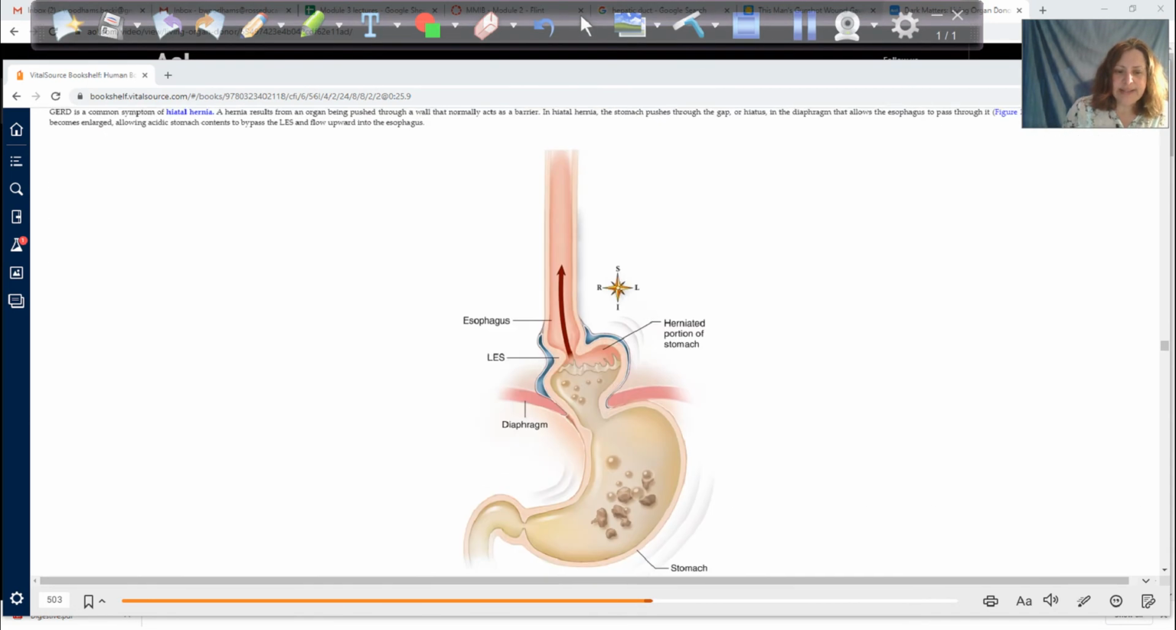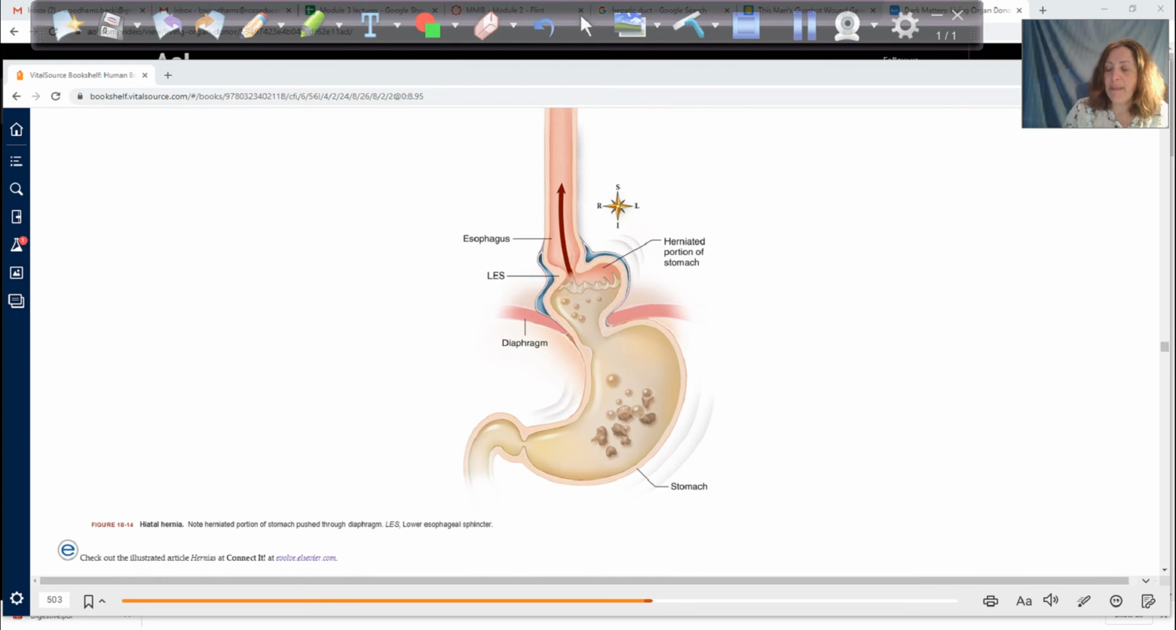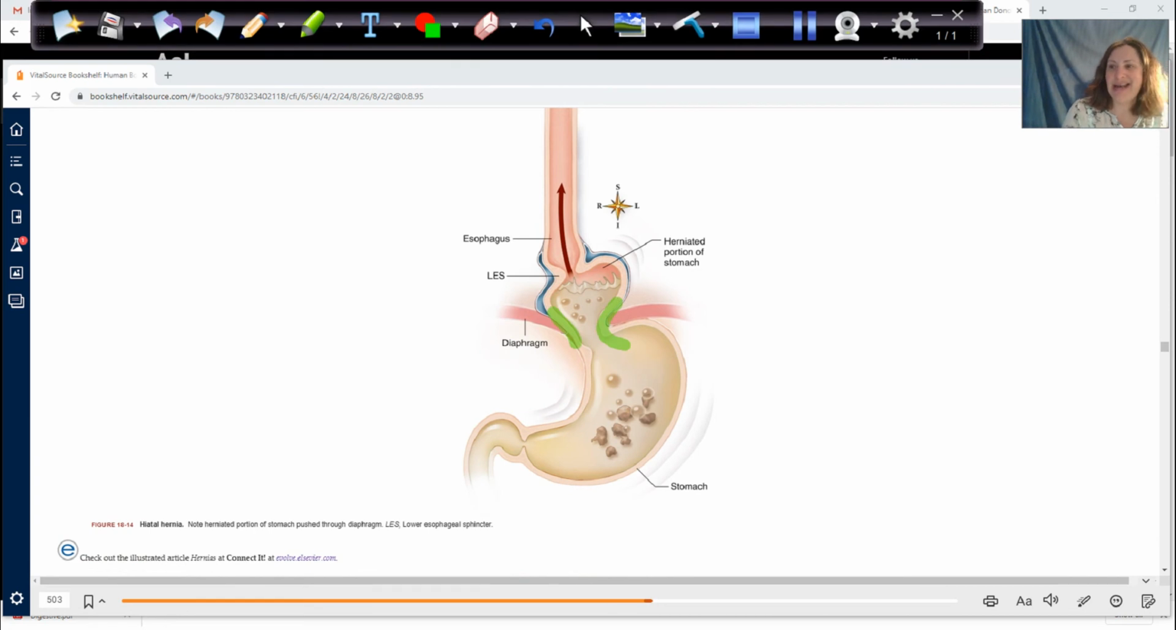However, sometimes the upper part of the stomach pulls to be on top of the diaphragm. So our stomach actually ends up getting squeezed here where it's not supposed to. And that's called a hiatal hernia.